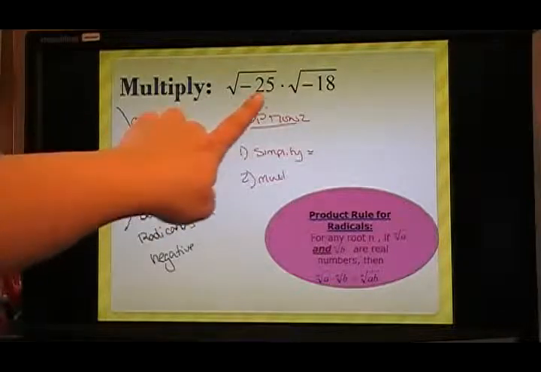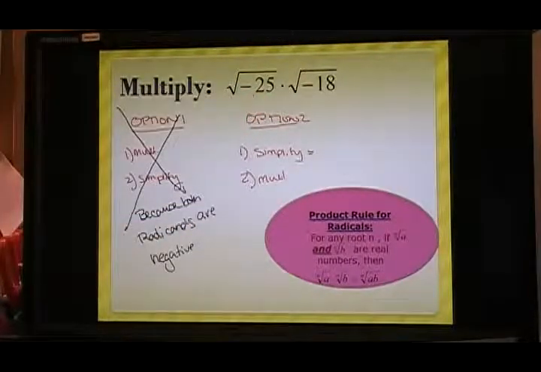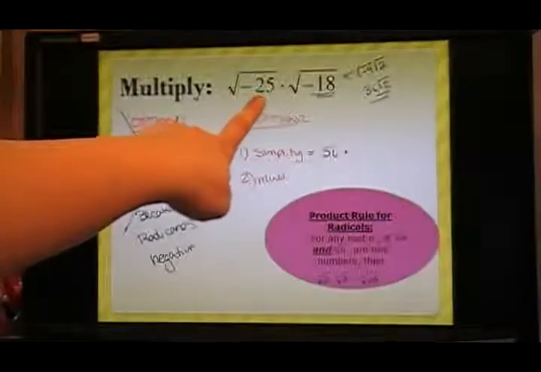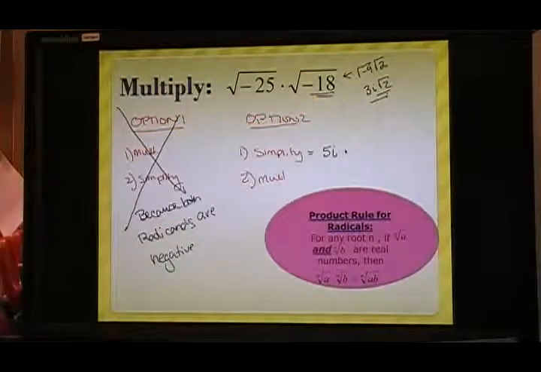So 25 is a perfect square. The square root of 25 is 5, so the square root of negative 25 is 5i, times, 18 is not a perfect square, but 18 is divisible by the perfect square 9. So I would rewrite this, break it up as the square root of negative 9 times 2. The square root of negative 9 is 3i. And so the square root of negative 18 is 3i root 2. So this became 5i, and this became 3i root 2.